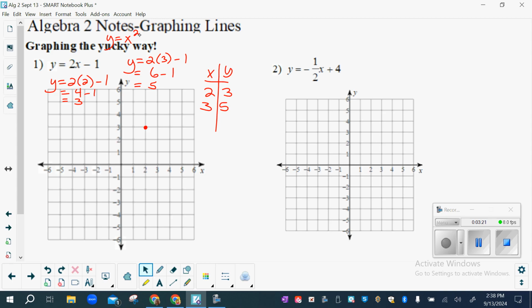What's the minimum number of points that we need to graph a line? 2. 2, that's right. And we have 2. So let's go ahead and graph those 2 points. Can I get somebody to pass that down? Thank you so much. Okay, so we're going to use your ruler to graph those.